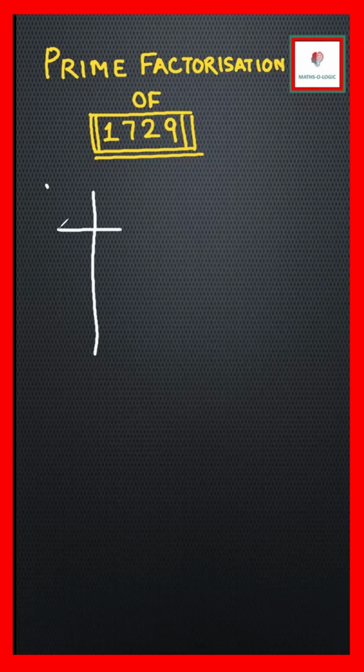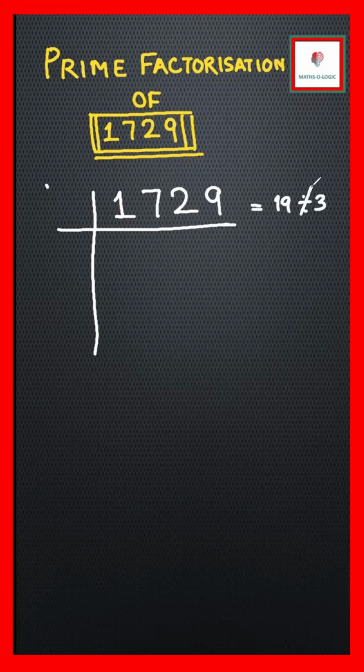So, prime factorization of 1729. Okay, so 1729 is an odd number, right? So how to proceed? I cannot make it divide by 2. So I will check with 3 first. Since the sum of the digits of 1729 is 19, and 19 is not exactly divisible by 3, 3 is also not a prime factor.